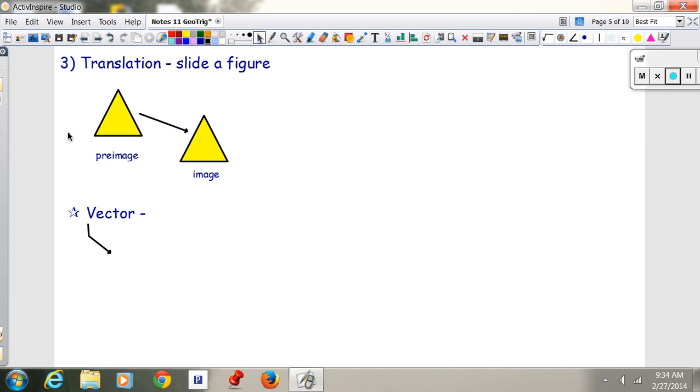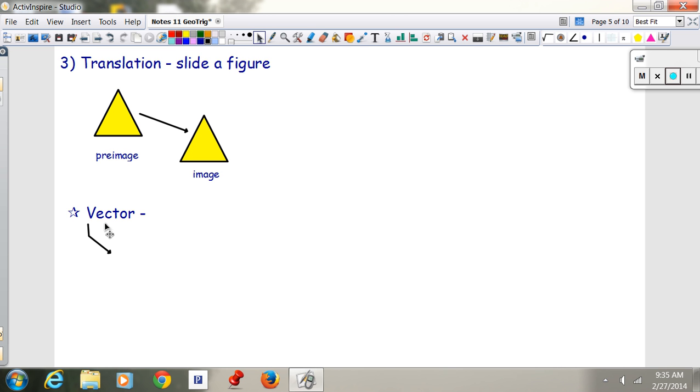Does that mean that the figure moves at all as far as turning? No, it doesn't. It just slides. So you can see that this triangle just slid down to here. It didn't change its direction. It didn't turn at all this way or anything. It just came straight down. Okay. To figure out how you get from your pre-image to your image, you use a vector.